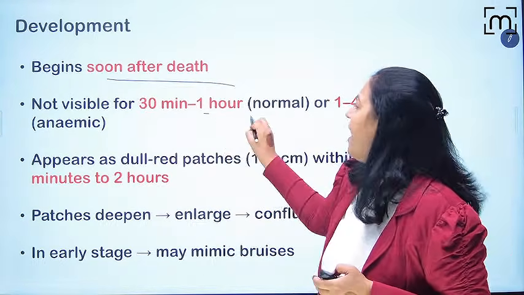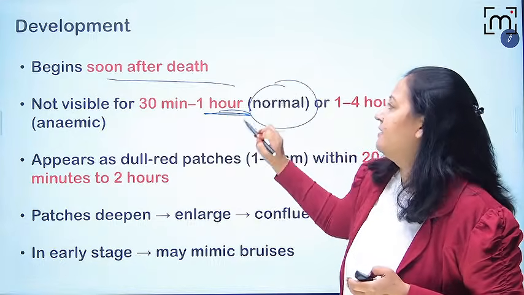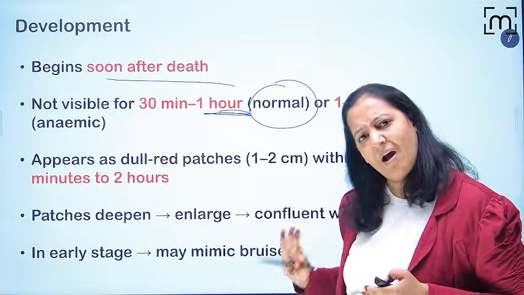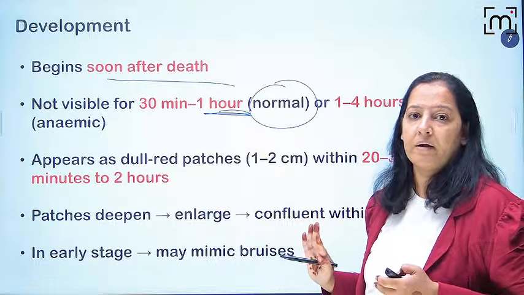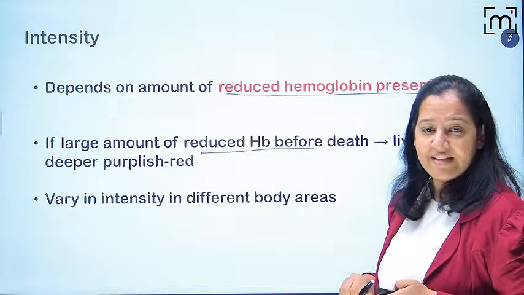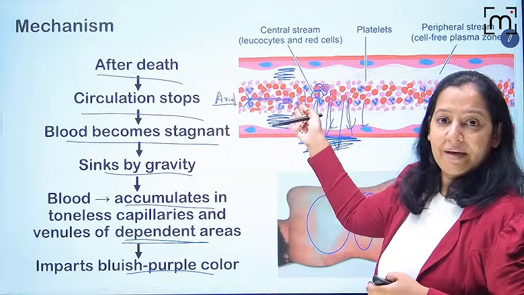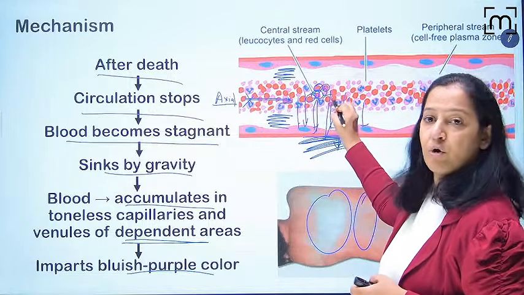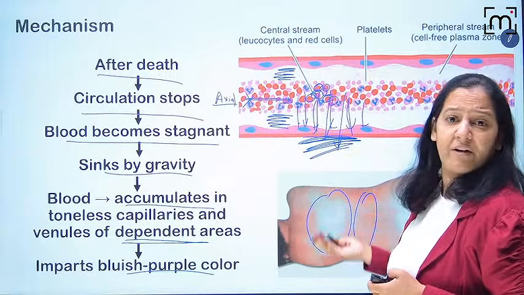But within 1 hour, in a normal case, it's not visible. It starts, but it's not visible up to 1 hour. In anemia, up to 4 hours it's not visible, because anemia has less hemoglobin. Suppose this person is anemic, so very little hemoglobin. So up to 4 hours, it will not be visible.